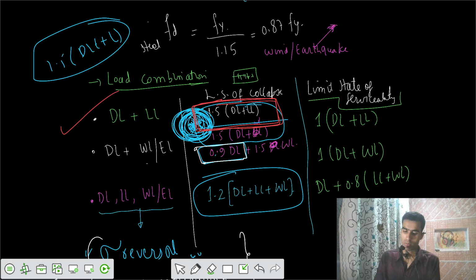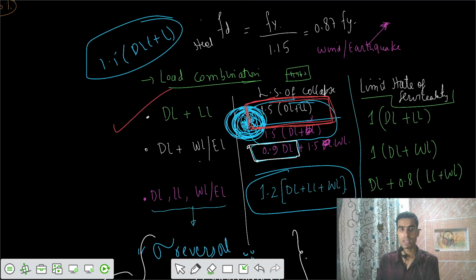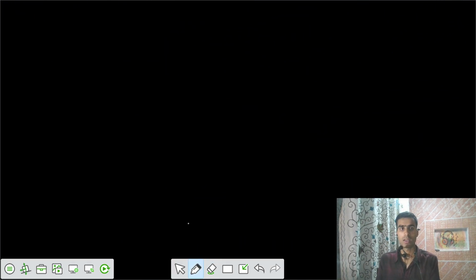Now let's go for one more thing, that's what we call strain in concrete. Let's come to our main topic, the limit state of flexure. That's your strain in concrete. Let's talk about strain in concrete.